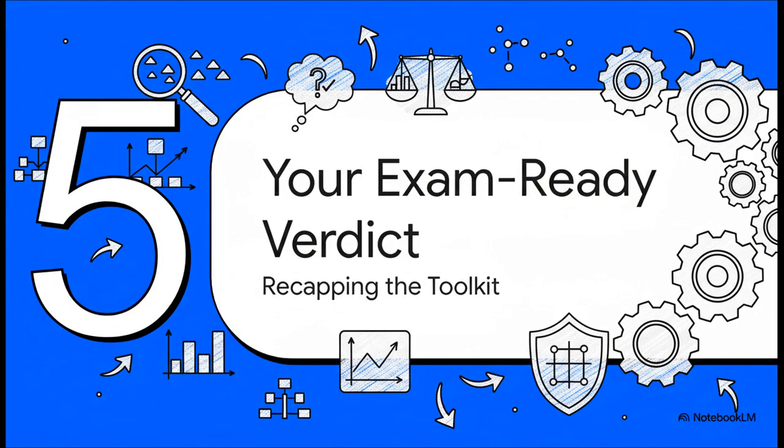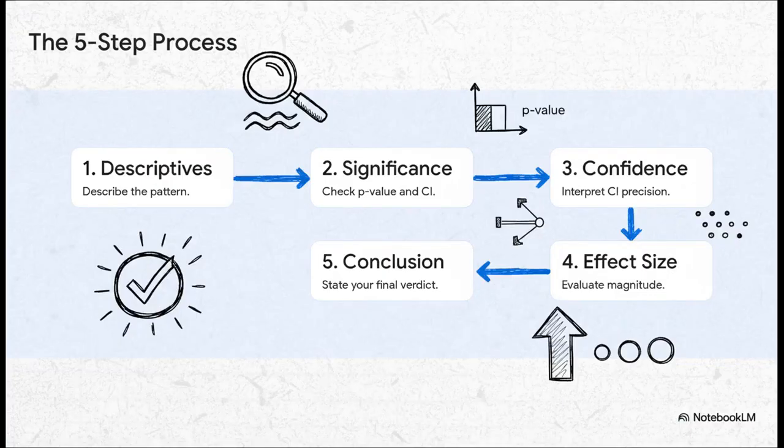So let's wrap this case up by recapping your essential toolkit, the one that's going to get you exam ready to deliver a confident verdict on any data you encounter. Here it is one last time, your reliable 5-step method. Describe the pattern. Check for significance using both the p-value and confidence interval. Evaluate the practical importance with effect size, and then bring it all together in a clear, evidence-based conclusion. Just follow these steps, and I promise you can't go wrong.